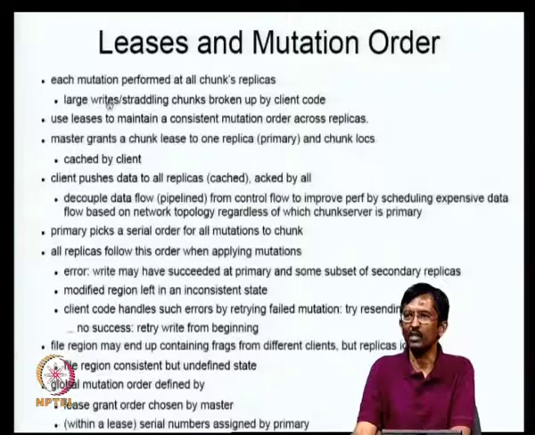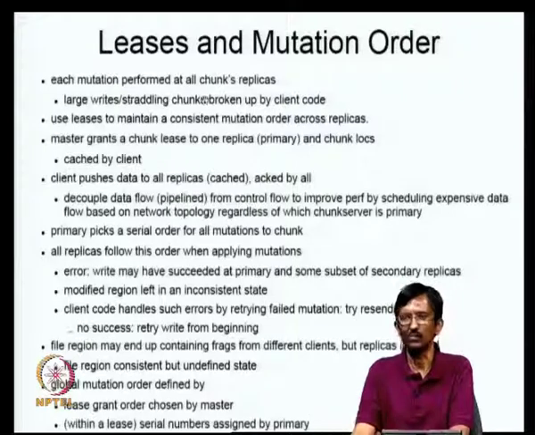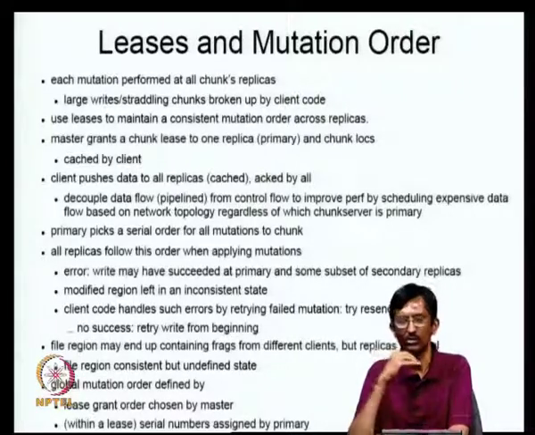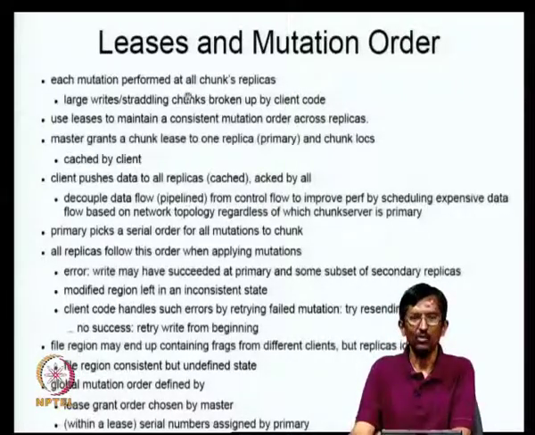If it is a very large write or a write that straddles chunks, right? That is, there is a write which begins in one chunk and ends in some other chunk. That is at the boundary of 64 megabytes. Okay. To simplify the system, you break up the client code.